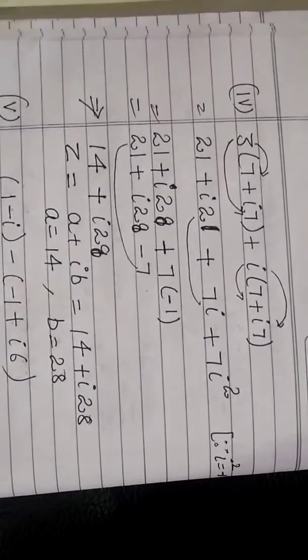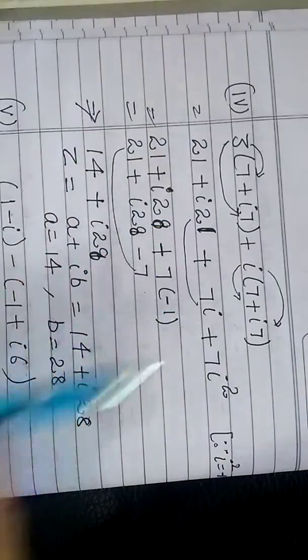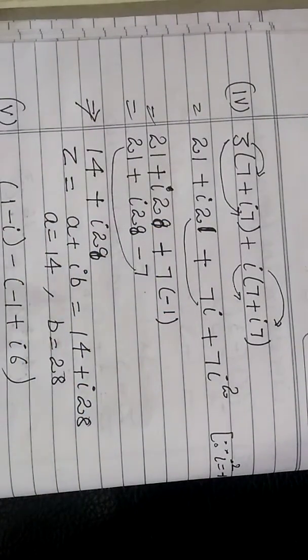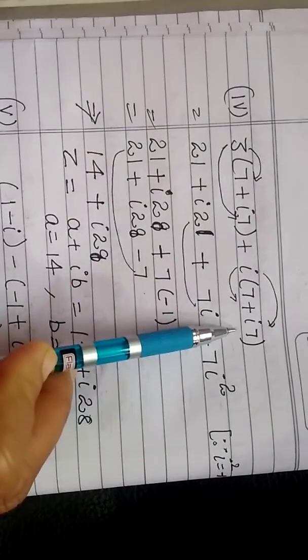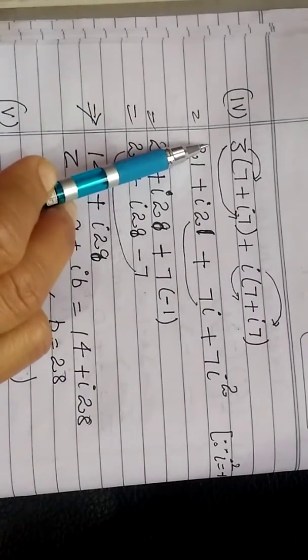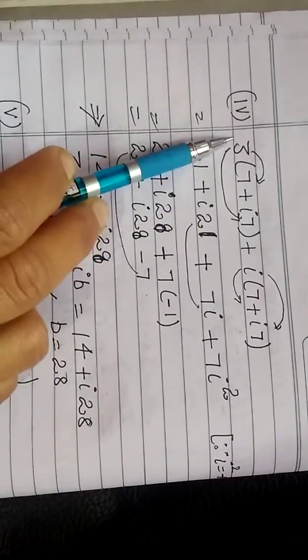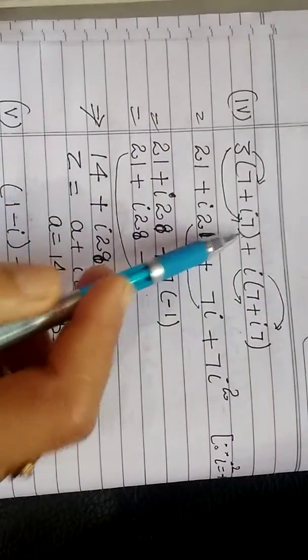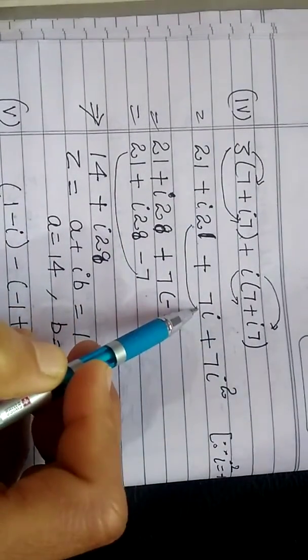So you can see in question number 4, there are 2 brackets. So for the 2 brackets, I will multiply 3 inside this bracket and iota in this bracket. So I will multiply 3 first with the real part, then with the imaginary part. 21, and 3 iota into 7 is 7 iota.